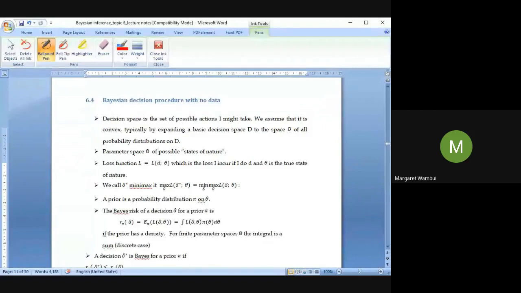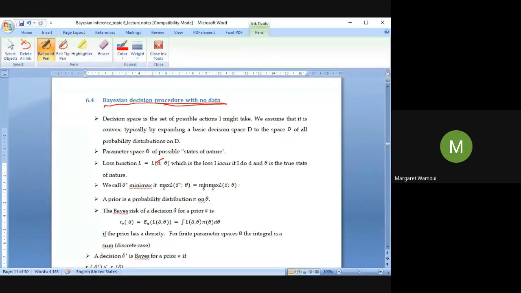So let's look at what happens when I'm dealing with the Bayesian decision procedure with no data. If there is no data, how do I approach this case? That is all that we are going to look at. Then we also look at what we do when we have data, and then maybe the examples will come after that.